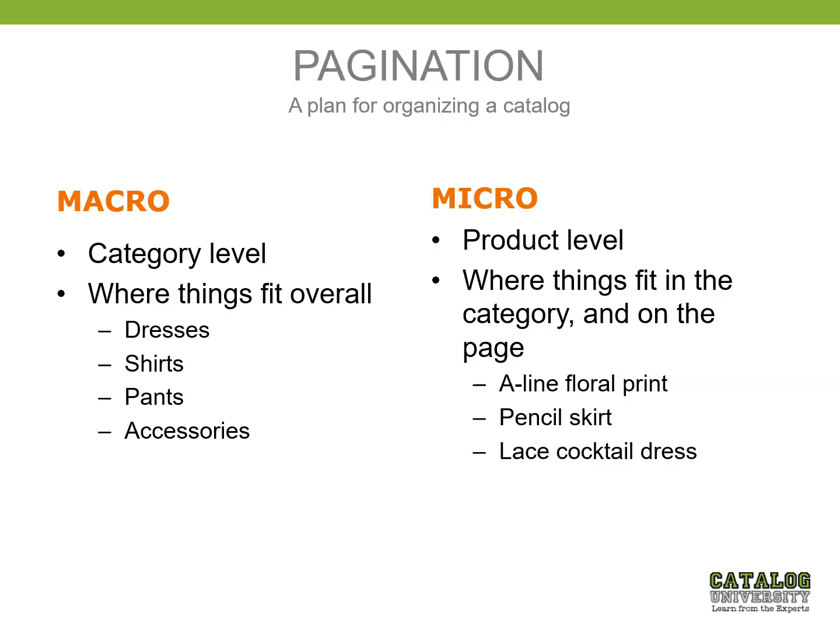Catalog pagination is a plan for organizing a catalog that defines first where product categories are placed in the catalog, that's macro pagination, and second, where products are placed on the page, that's micro pagination. In other words, macro pagination is at a category level, and it defines where things fit overall in the catalog flow and in what order, and micro pagination is at a product level and defines where things fit within the category and on the page.